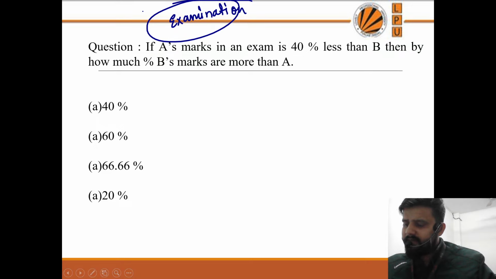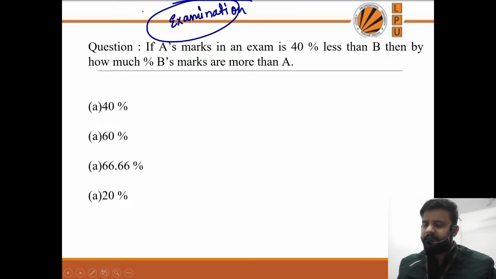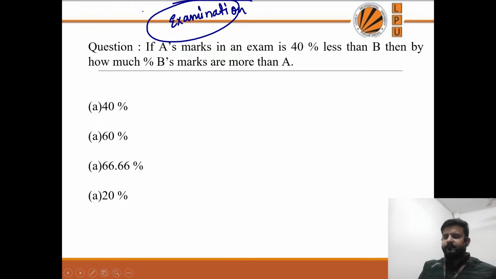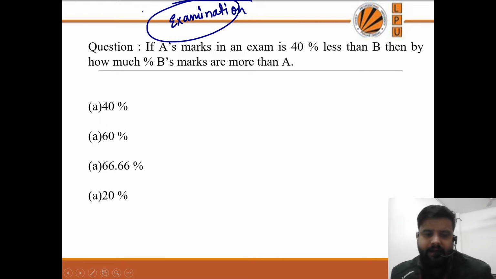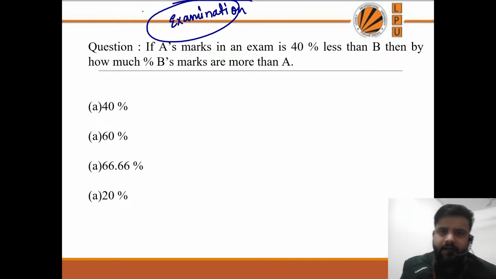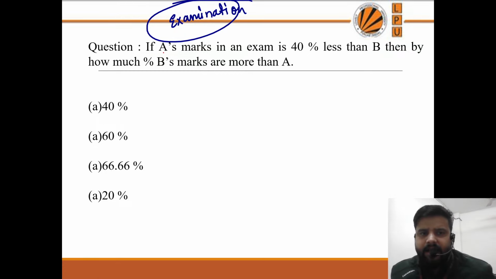Answers fast. Okay, some of you are answering it. Let's see and read the question and how to deal with it. It's a simple question, by the way.